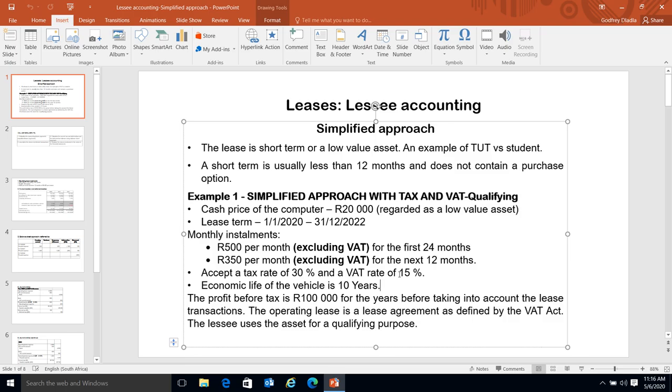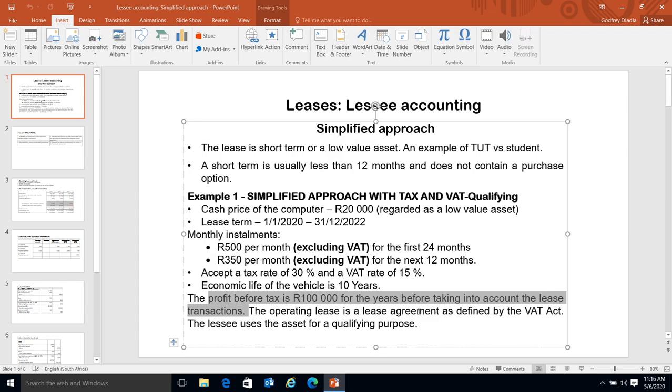The tax is 30%, VAT is 15%. The economic useful life of this asset is 10 years. And then profit before tax is 100,000 for the year, before taking into account all the years, before taking into account the lease transactions. Okay, right. So meaning before taking into account all what is happening in this exercise, you were sitting at 100. You must still take the lease transactions into account.